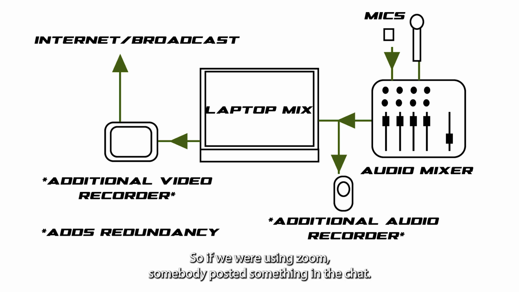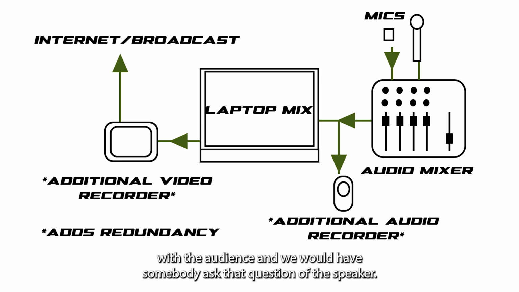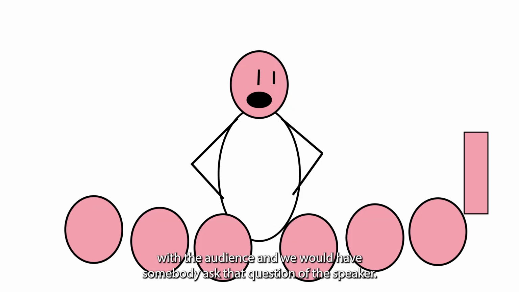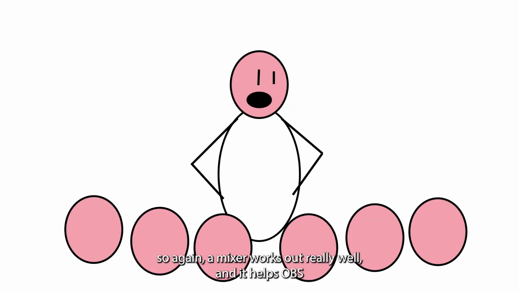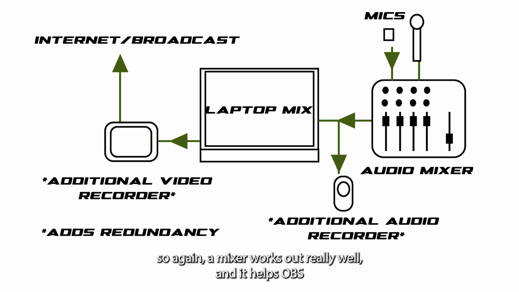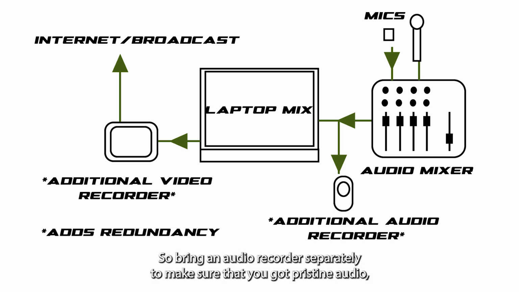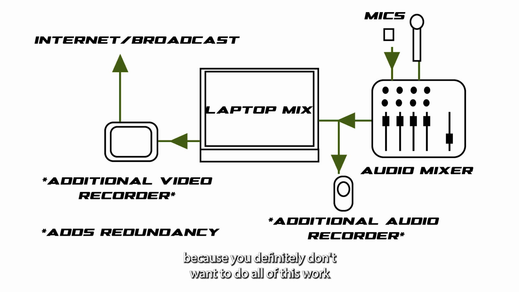So if we were using Zoom, somebody posted something in the chat, we used a couple different other software suites that they could still interact with the audience, and we would have somebody ask that question of the speaker. So again, a mixer works out really well, and it helps OBS because the audio drift issue can be fixed and recorded. So bring an audio recorder separately to make sure that you've got pristine audio, because you definitely don't want to do all of this work and have that be the last thing that gets screwed up.